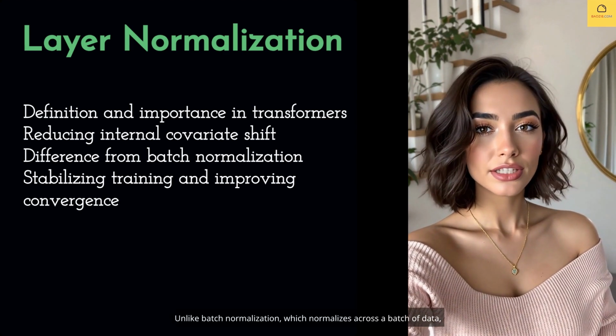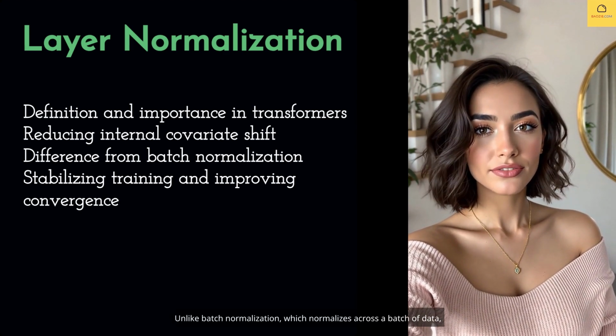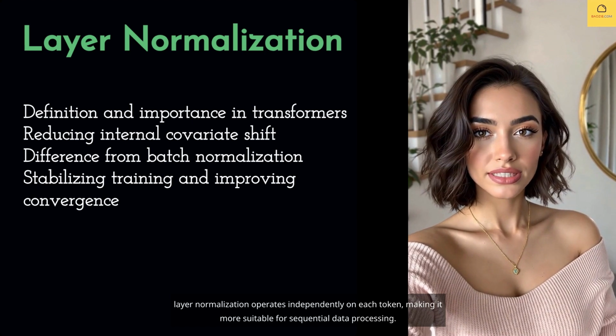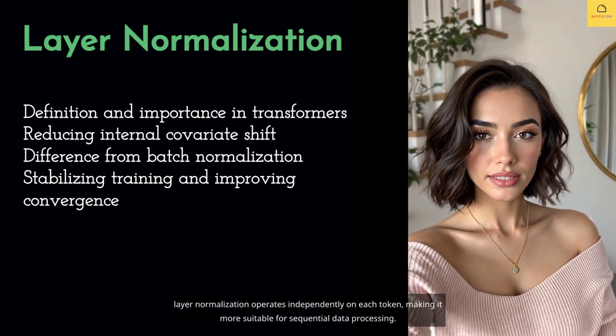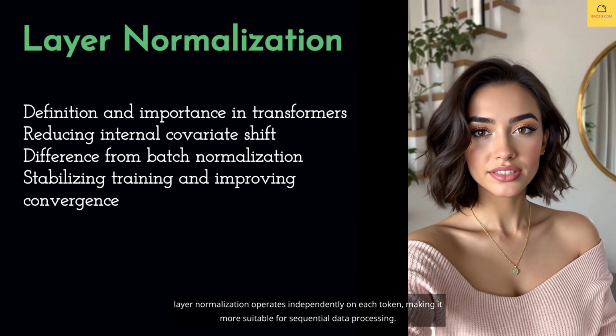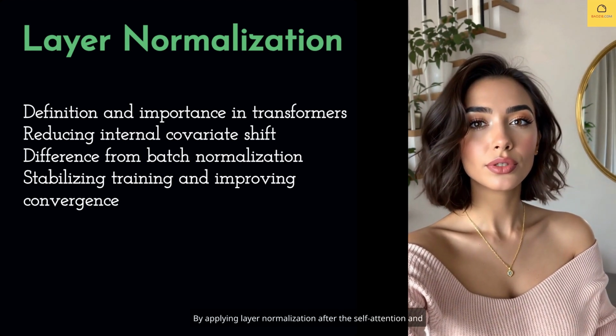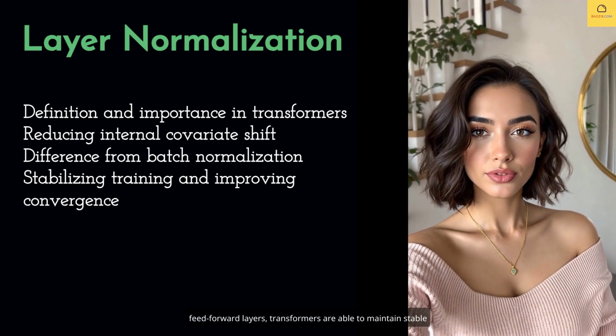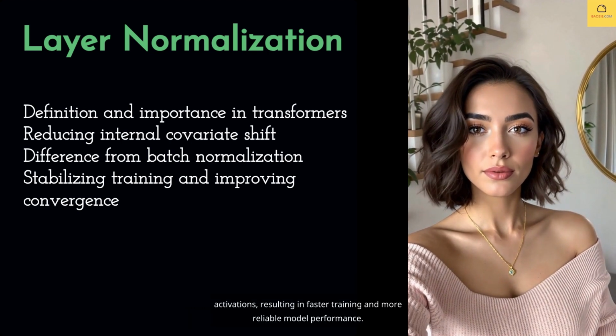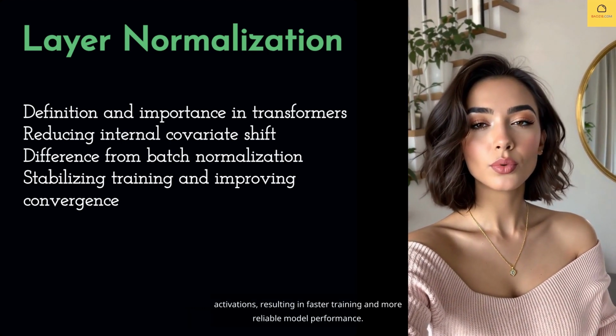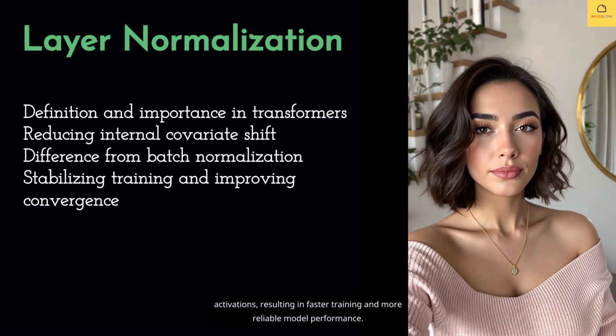Unlike batch normalization, which normalizes across a batch of data, layer normalization operates independently on each token, making it more suitable for sequential data processing. By applying layer normalization after the self-attention and feed-forward layers, transformers are able to maintain stable activations, resulting in faster training and more reliable model performance.